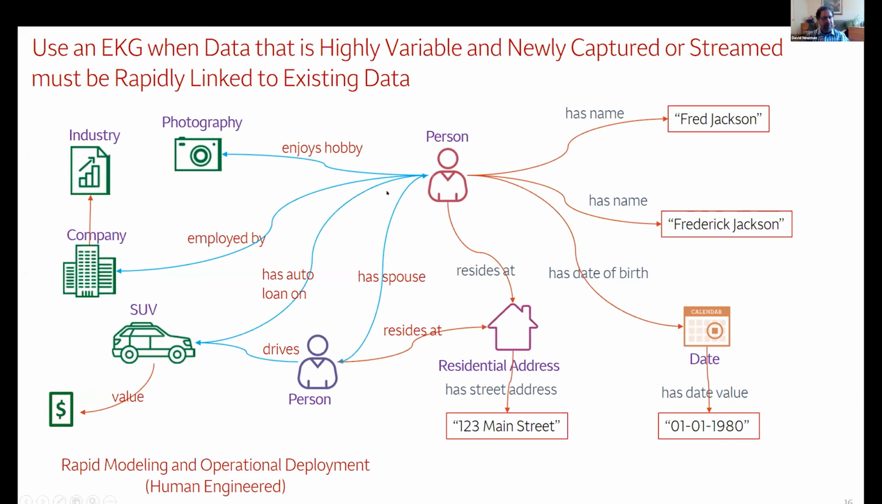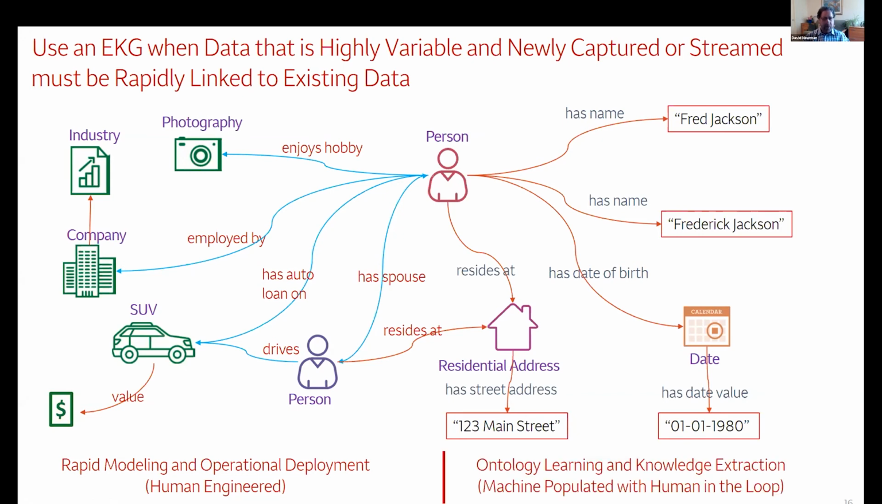And you can have very rapid turnaround to ingest new data without incurring the weeks or months of delay with conventional technologies. Or as we move forward with machine learning, many of these new data relationships can be automatically learned through machine learning techniques called ontology learning and knowledge extraction methods, where it could be machine populated, typically with a human in the loop to validate it, but we're moving in this direction.